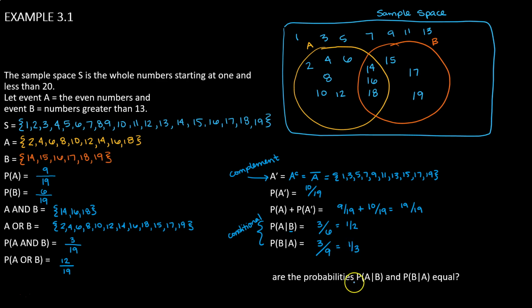Now, I told you that the order of the events in a conditional probability is important, and I want to drive that idea home. Are the probabilities equal, the 2 conditional probabilities that we just calculated? The answer is no. We know that A given B came out to 1/2, B given A came out to 1/3. Those are not the same number, so those probabilities are not equal.